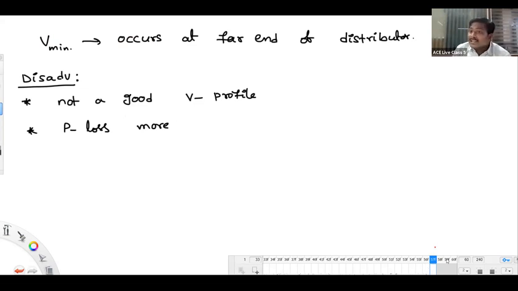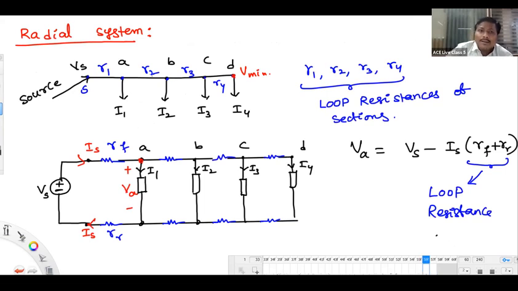Reliability of the system is less. Reliability in the sense, for example, if there is any fault on any one of the sections, that section will be disconnected. After that section is disconnected, for example this section, then obviously I2, I3, I4 will not be supplied. So in that view, reliability of the system will be less. Less reliability.